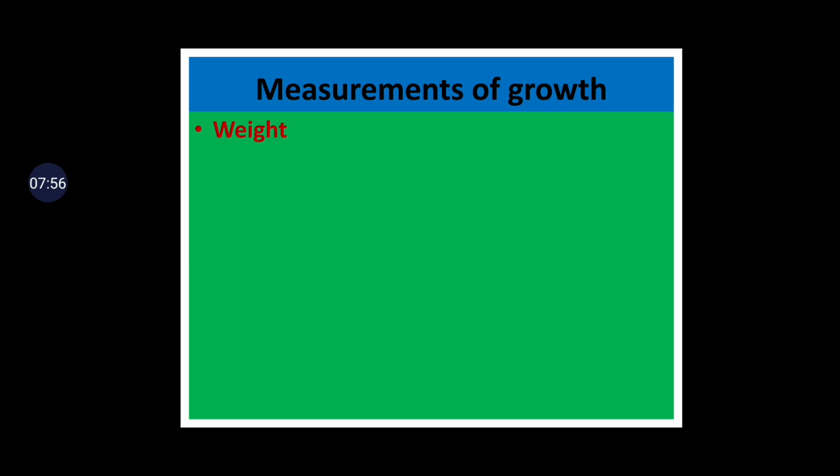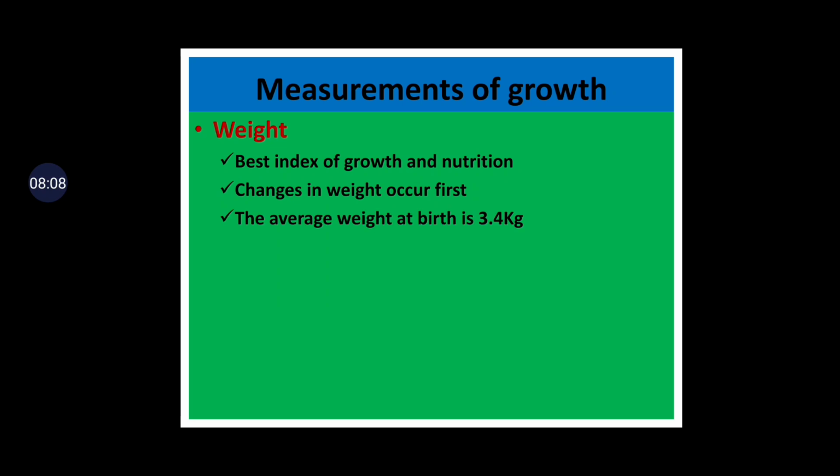Growth can be assessed by different measurements. The first one is weight. It is the best index of growth and nutrition because changes in weight occur first in acute and chronic conditions. The average weight at birth for normal term newborn is 3.4 kg.